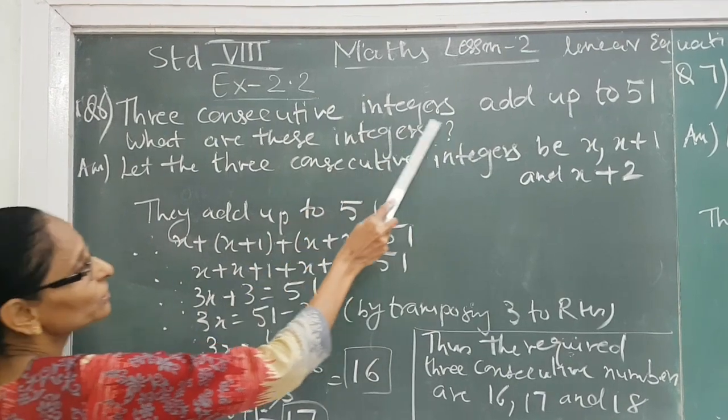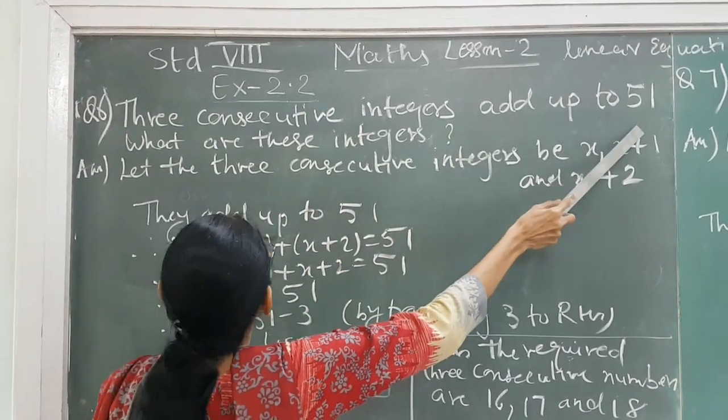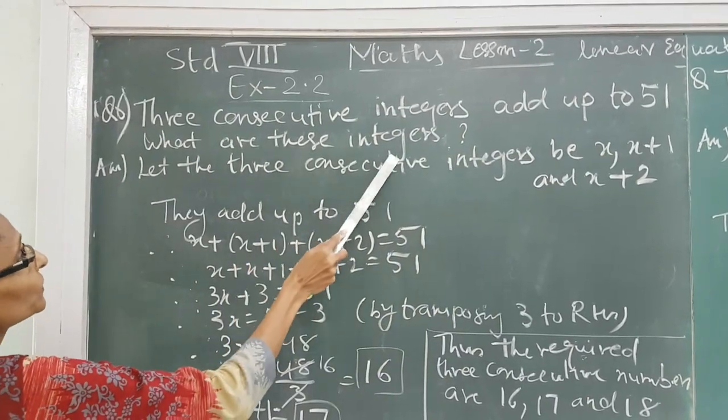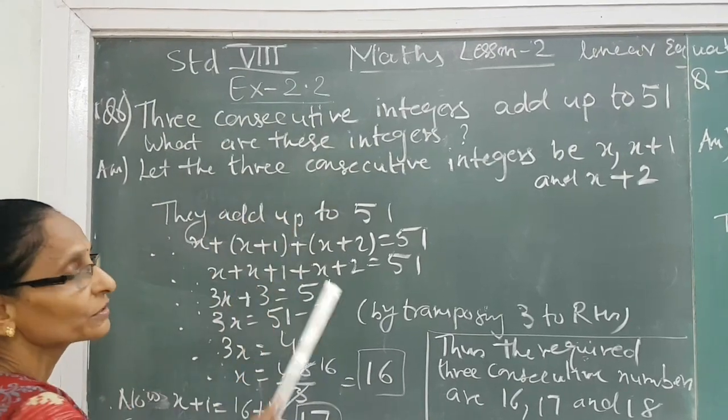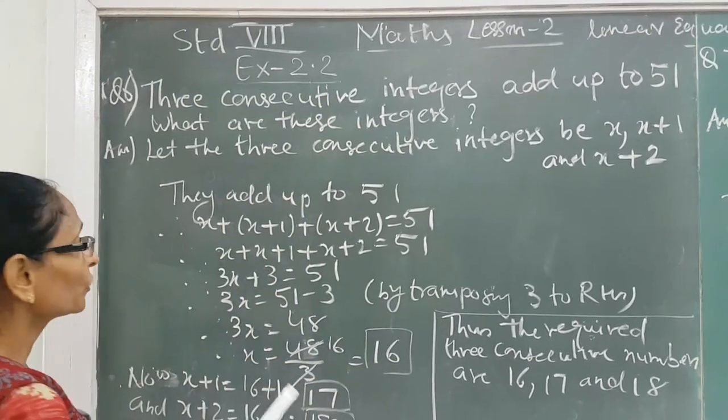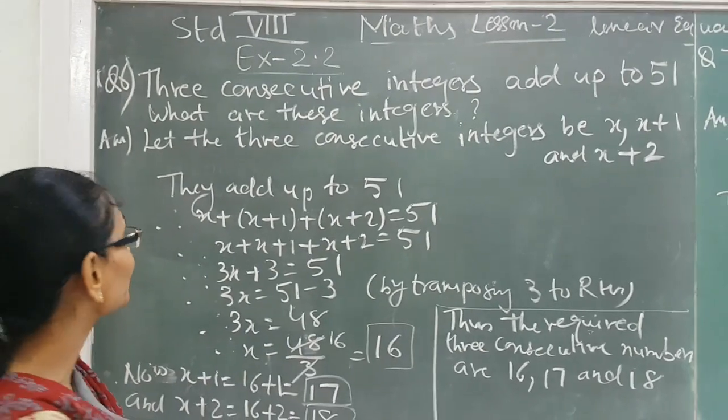Let's start with question number 6. 3 consecutive integers add up to 51. What are these integers? Now as you know, consecutive means one after the other. Already I have taught you in the examples.